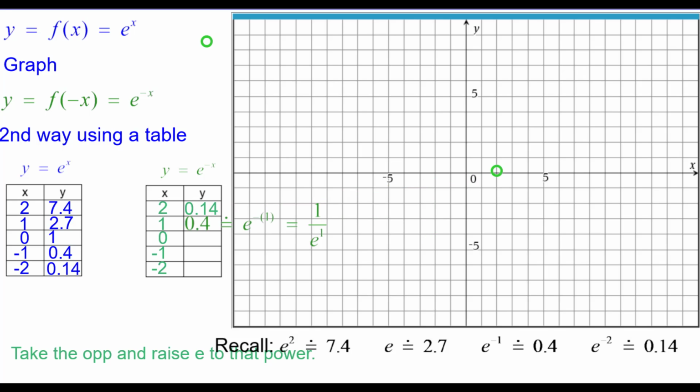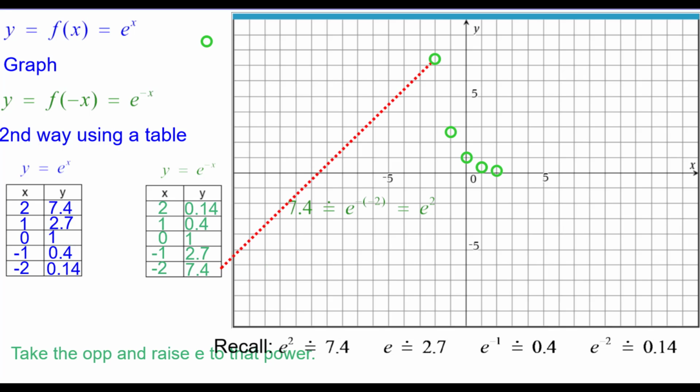When x is 1, e to the opposite of 1 is e to the negative 1, which is a reciprocal of e, which is 0.4. So 1, 0.4. The opposite of 0 is still 0, e to the 0 is 1, so 0, 1. The opposite of negative 1 is positive 1, so e to the first power is approximately 2.7, so negative 1, 2.7. And finally, e to the opposite of negative 2 is e squared, which is 7.4 approximately. So negative 2, 7.4.